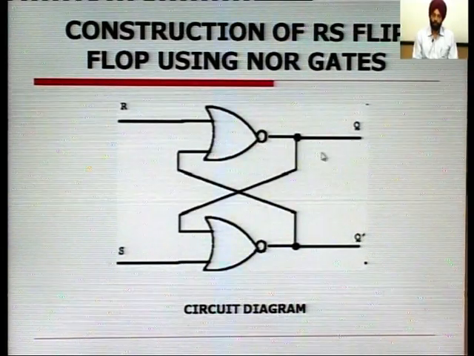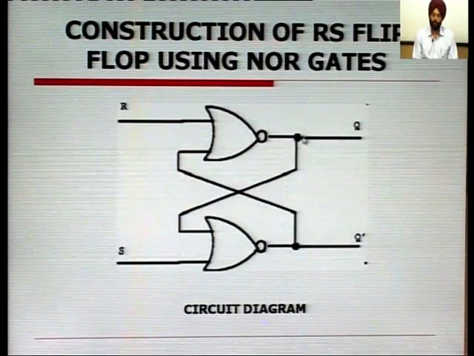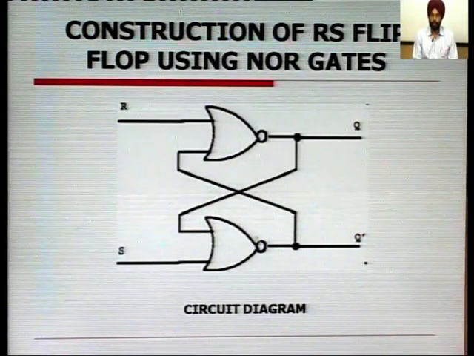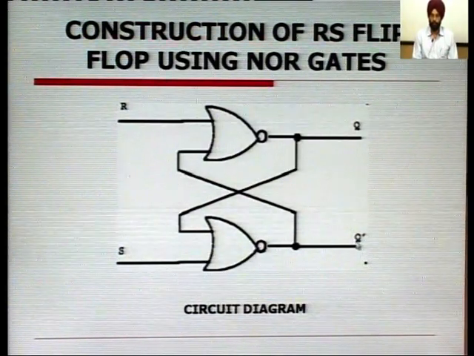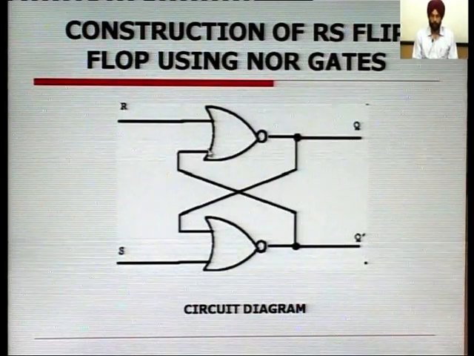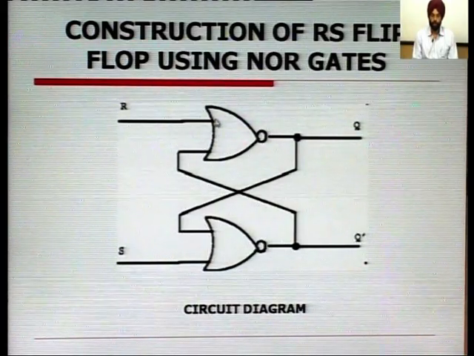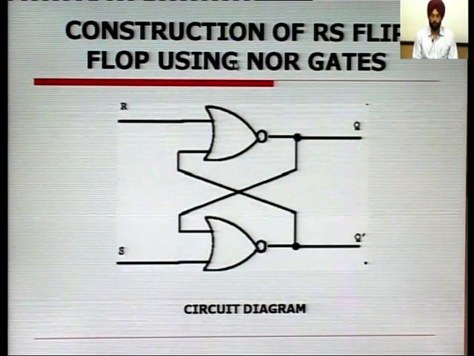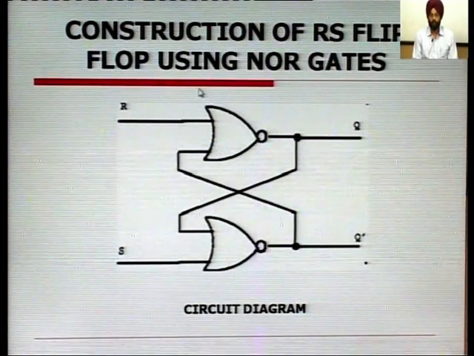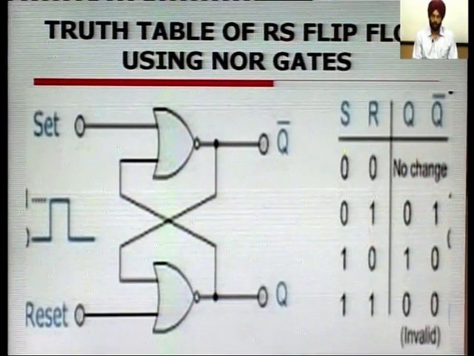Here you see the upper output, that is the Q output, is fed back to the lower NOR gate, and the complemented output is fed back to the upper NOR gate. So, this is the circuit diagram of a basic RS flip-flop using NOR gates. To explain how it is working, we will now study the truth table of this circuit.